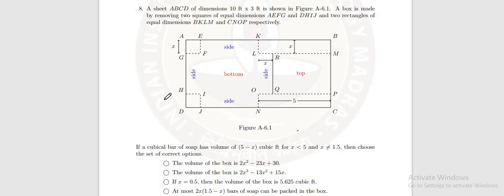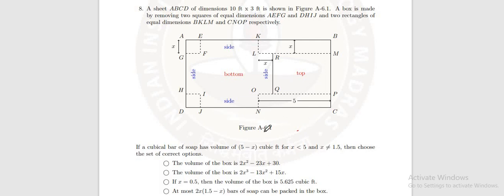So question number 8 says that a sheet ABCD of dimension 10 feet into 3 feet is shown in the figure A 6.1. A box is made by removing two squares of equal dimension AEFG and DHIJ and two rectangles of equal dimension BKLM and CNOP respectively. If a cubical bar of the soap has the volume 5 minus x cubic feet for x lesser than 5 and x not equal to 1.5, then choose the set of the correct options.